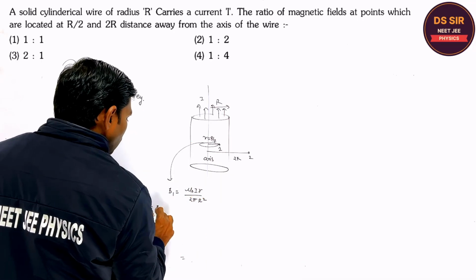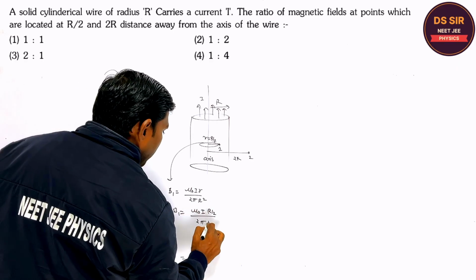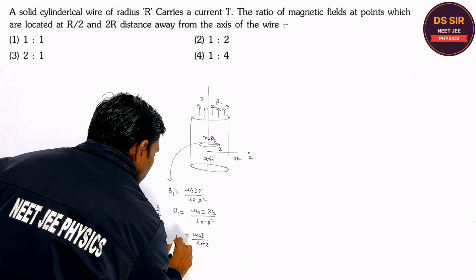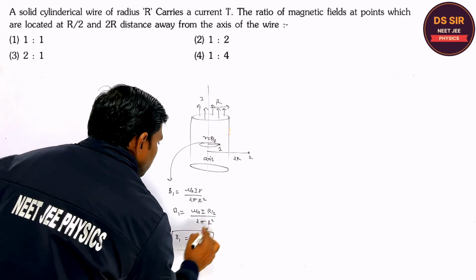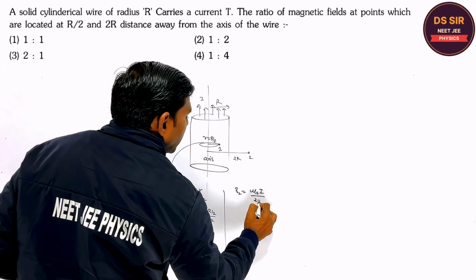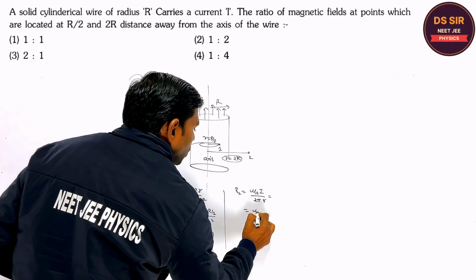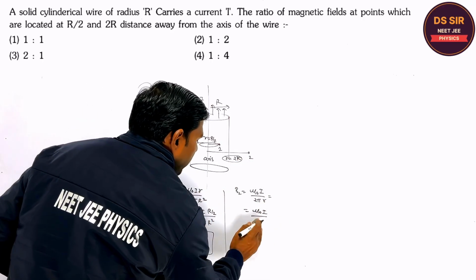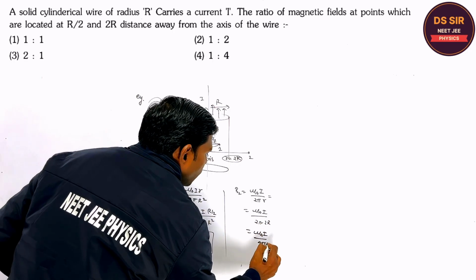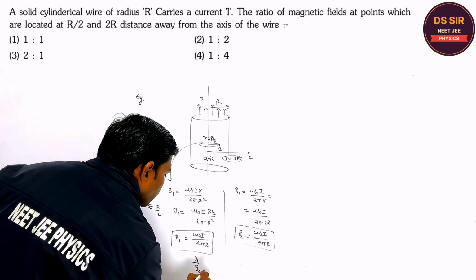So at r equal to R by 2, the B1 is mu naught I R by 2 upon 2 pi R square. It is equal to mu naught I upon 4 pi R. Is it clear or not, you tell? Yes. And the outside magnetic field B2 is mu naught I upon 2 pi r, small r, and outside here it is 2R. So mu naught I upon 2 pi into 2R. So it is equal to mu naught I upon 4 pi R. It means the magnetic fields are the same. So B1 upon B2 is what? You tell.